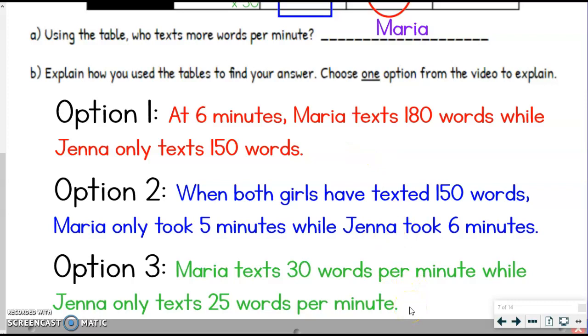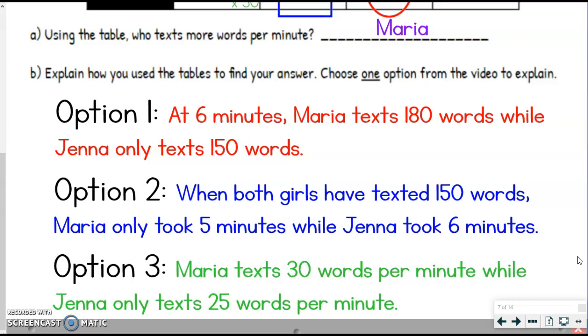So whichever way made the most sense to you, that's the one option I would like you to write in your explanation. Everyone should have Maria as the answer for part A because she was, as we proved 3 different ways, the person who could text more words per minute. But you need to pick which one of these helps you explain that the best and what's going to help you in the future. If you want to write all 3, you're more than welcome to, but I'm only requiring you to write 1. Okay.